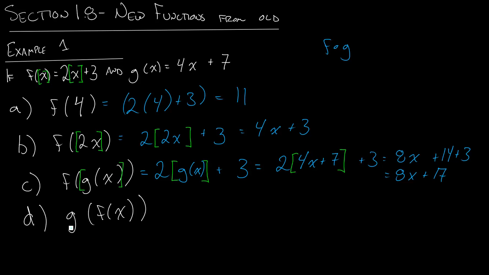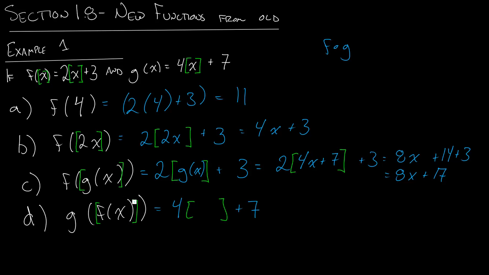Now to do the same thing down here, let's put square brackets around our input and do the same thing we did before, except we're going to do it with g. So g of something. What does g of something look like? What g does is it takes 4 and multiplies it by your input, and then it adds 7 to it.